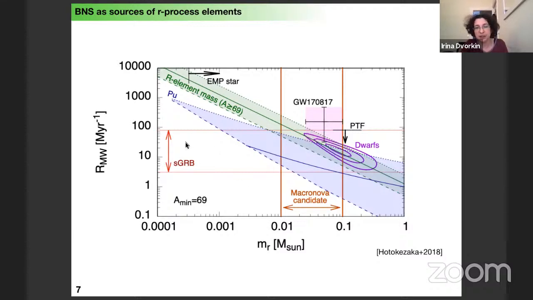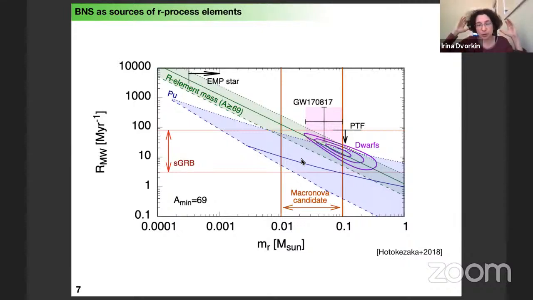It also is consistent with the rate of short GRBs. Now, short GRBs are also produced in binary neutron-star mergers. We also know that thanks to this same gravitational wave event, there are some kilonova candidates (macronova is the same thing) where we could measure the mass produced. It all converges towards this part of this plot. So it seems that binary neutron stars can indeed explain the abundances of r-process elements.